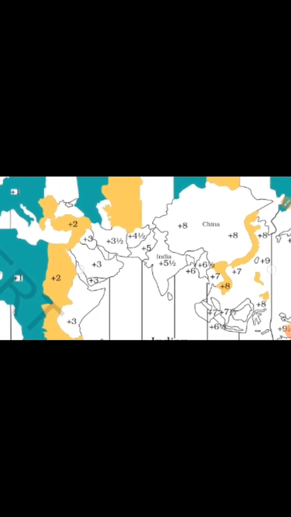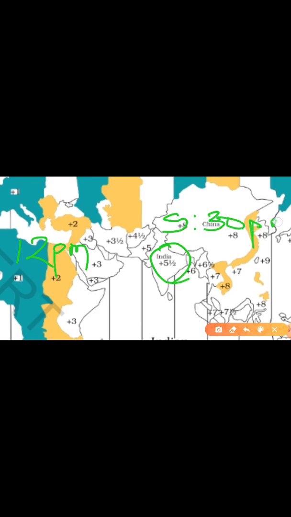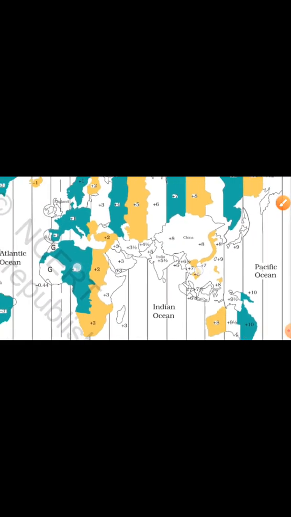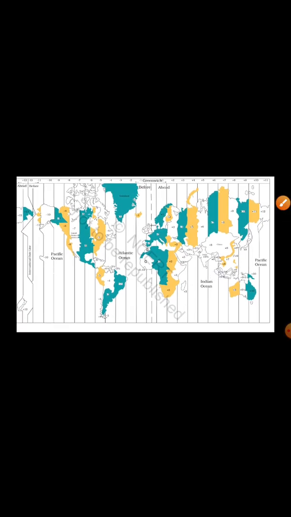See, in India you can also see that 5.5 hours ahead means when in Greenwich there is 12 p.m., in India the time will be ahead. So it will be 5:30 p.m. in India. Okay, in the east side, that's why it will be ahead.